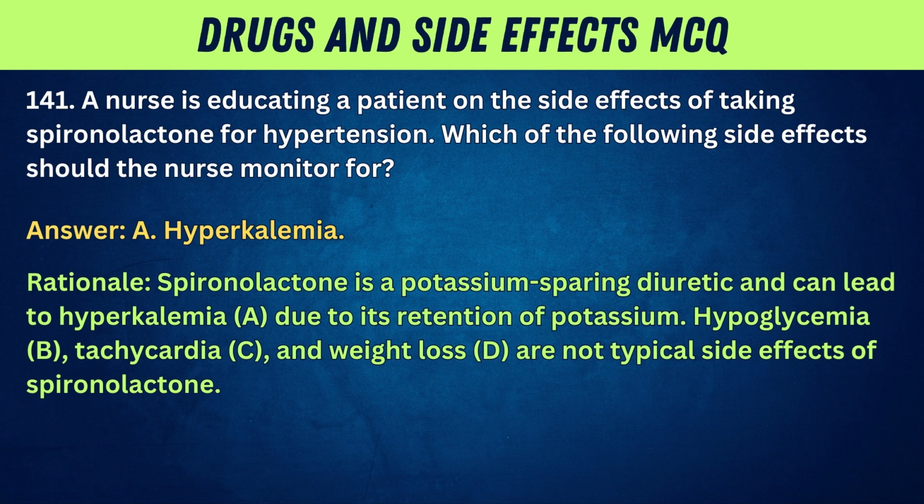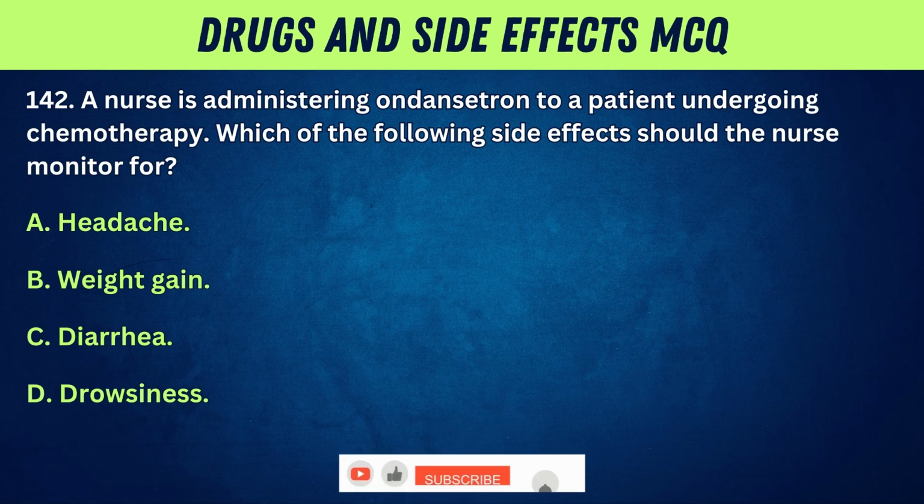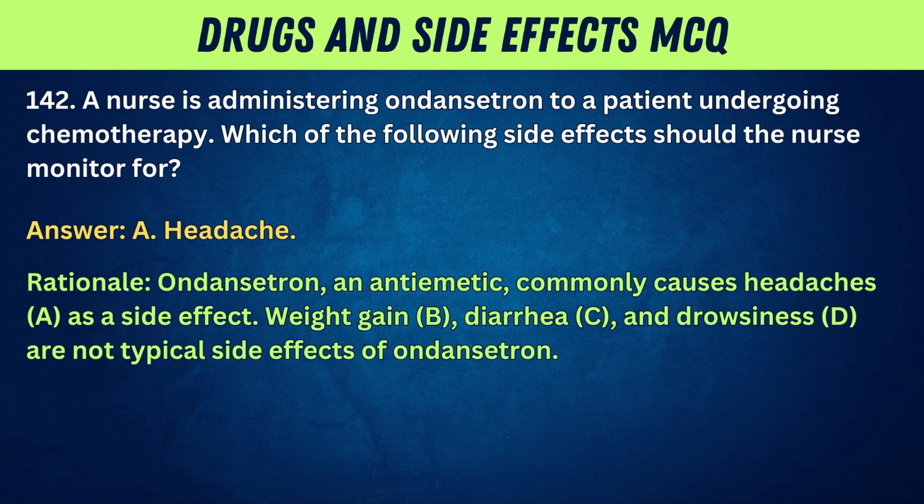Answer: A. Hyperkalemia. Rationale: spironolactone is a potassium-sparing diuretic and can lead to hyperkalemia, A, due to its retention of potassium. Hypoglycemia, B. Tachycardia, C. And weight loss, D. Are not typical side effects of spironolactone. 142. A nurse is administering ondansetron to a patient undergoing chemotherapy. Which of the following side effects should the nurse monitor for? A. Headache. B. Weight gain. C. Diarrhea. D. Drowsiness.